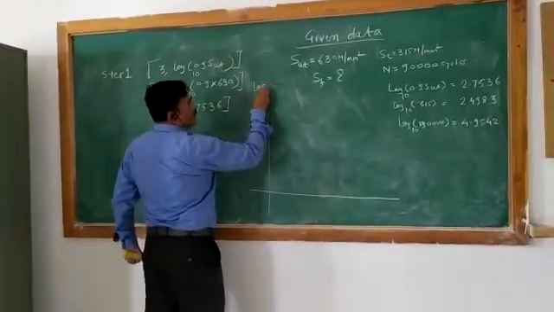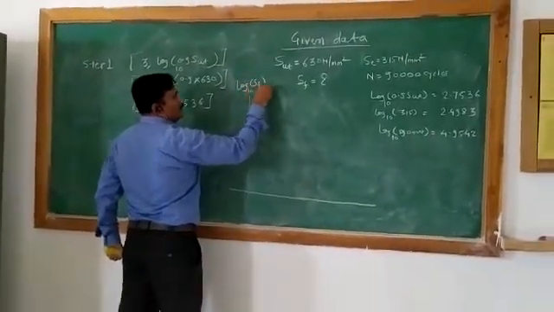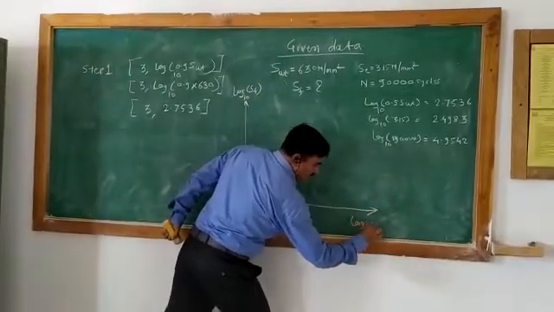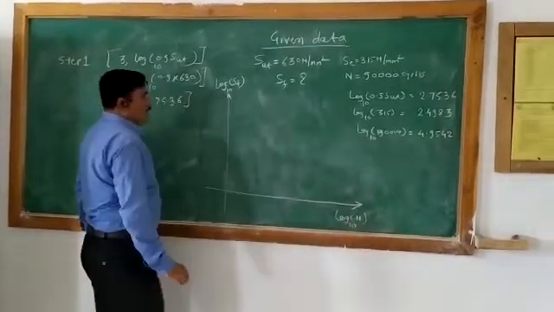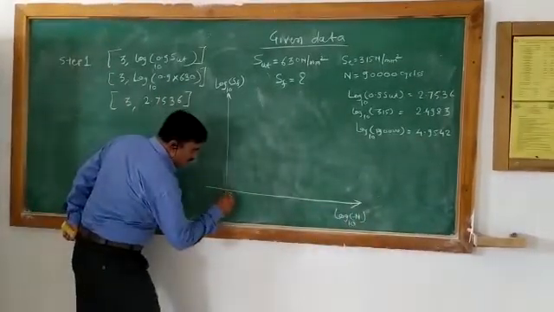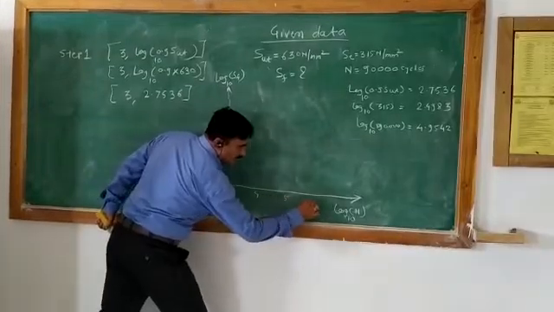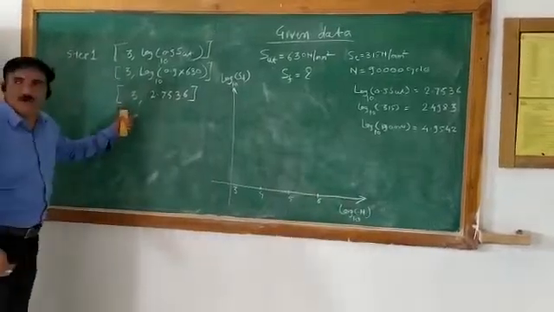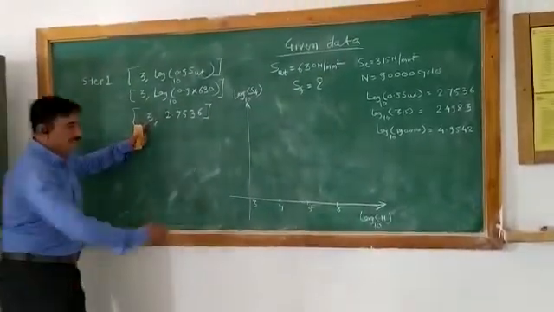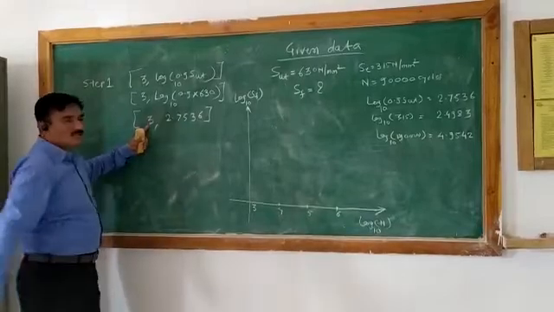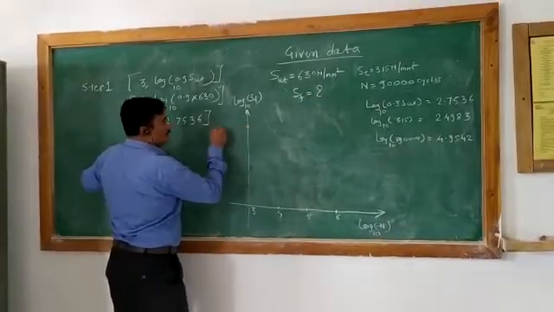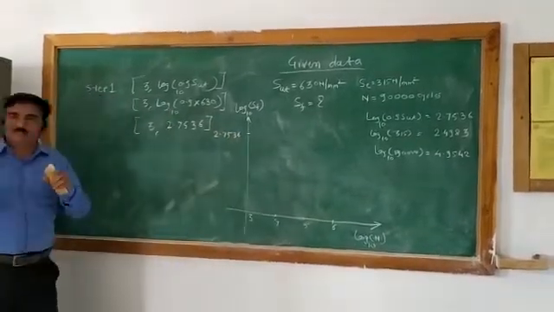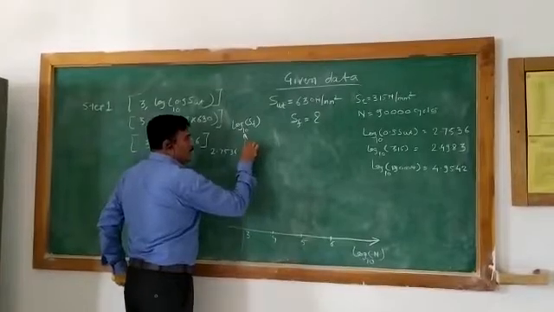Add on this log of SF to the base 10, which is on the y-axis. On the x-axis, log of N to the base 10. Now, as I will mention, this is 3, this is 4, this is 5, this is 6. The first coordinate we already found, that is 3 on the x-axis and 2.7536 on the y-axis. So this is the first point, and I name it as A.